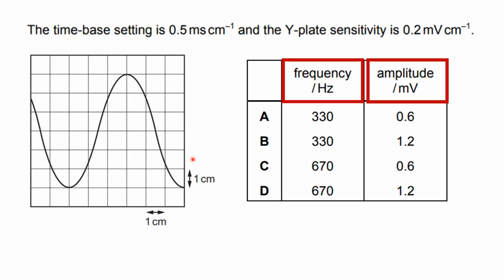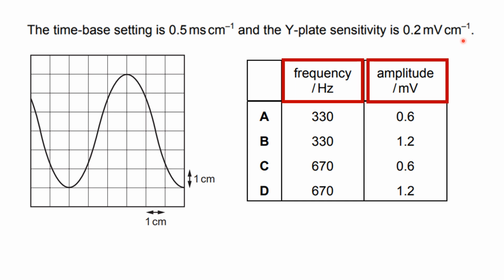So what has this information provided? Number one, the screen with a waveform and the value of each box in centimeters in the horizontal direction and vertical direction. It has also provided the value that we need to convert the horizontal direction, because time always runs on the x-axis or horizontal direction, and it has provided the value for each centimeter on the vertical direction, which is 0.2 millivolts per centimeter.